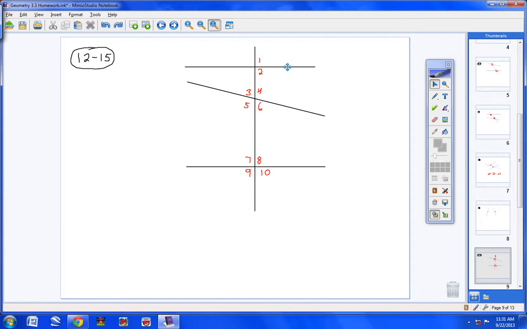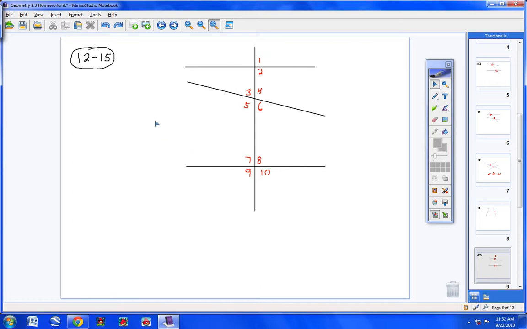Now, let's get rid of this line here. You could say 4 and 8 are corresponding, 6 and 10 are corresponding, 3 and 5 are corresponding, or 3 and 7 are corresponding, 5 and 9 are corresponding. That would be totally fine. Or you could take this line away, and we could say angles 1 and 8 are corresponding, or angles 2 and 10 are corresponding. I didn't write the problem, sorry guys, any of those would work, okay?